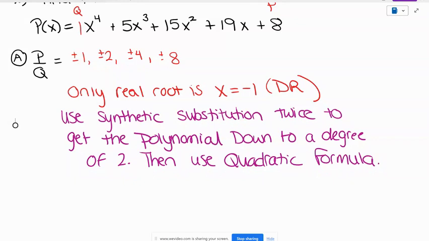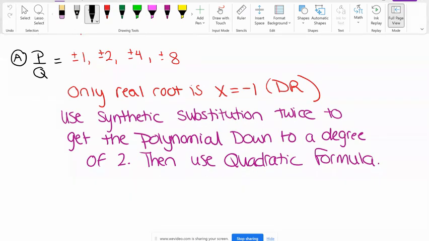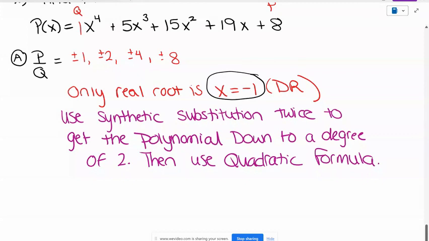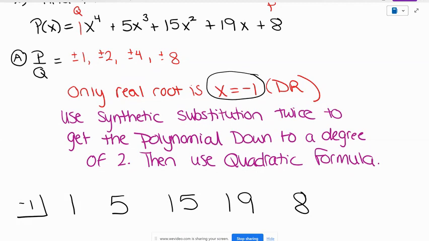Kim, was your hand up? Are you good? Okay. So let's do this. Right, so we're going to take x equals -1 and use that in our box. And then we're going to go back to our function. Is every exponent accounted for? Yes. So we're just going to write out our coefficients. So we are 1, 5, 15, 19, 8.